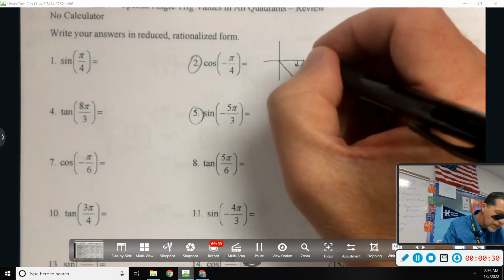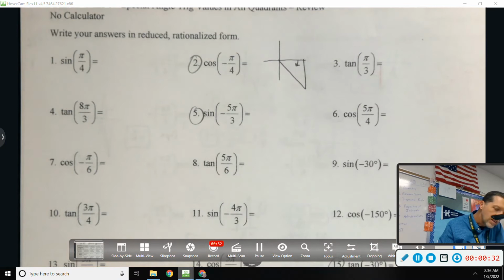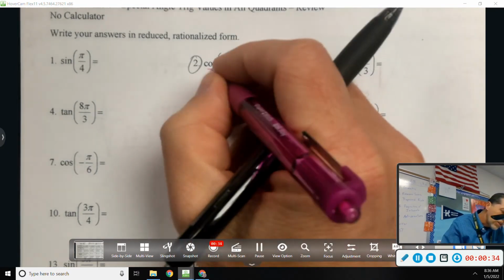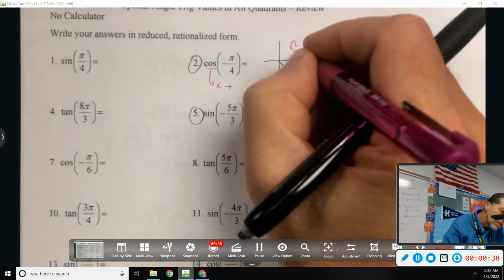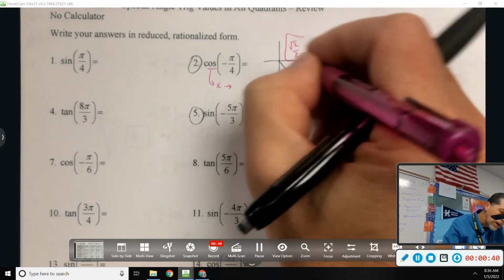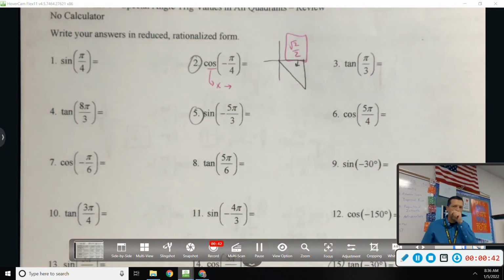So it's square root of 2. Cosine is the x coordinate, which is root 2 over 2. I'll just box that up and be done. Wait, that's negative. No, it's not. Careful, that's a really good question. The answer is not negative.